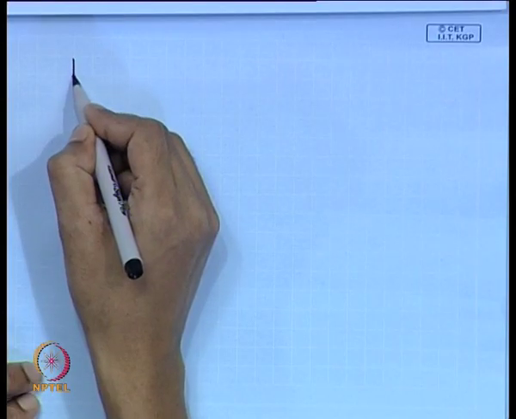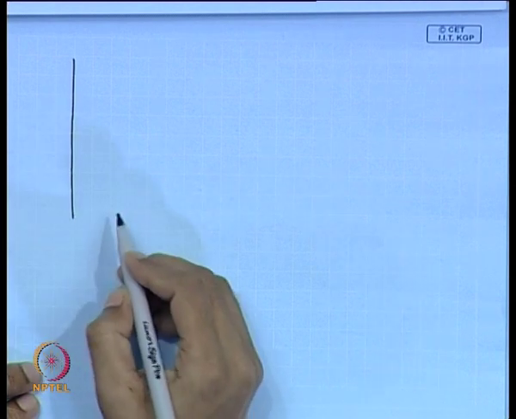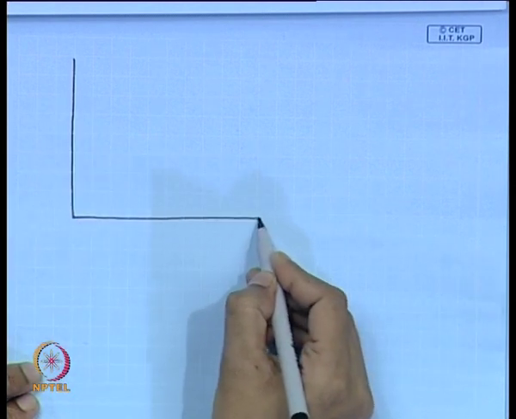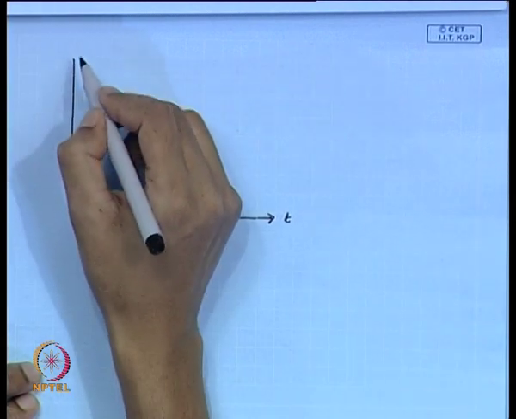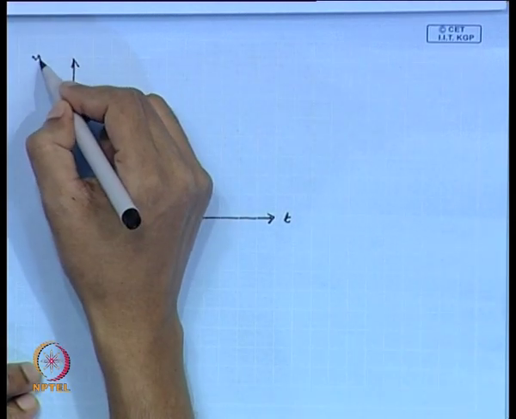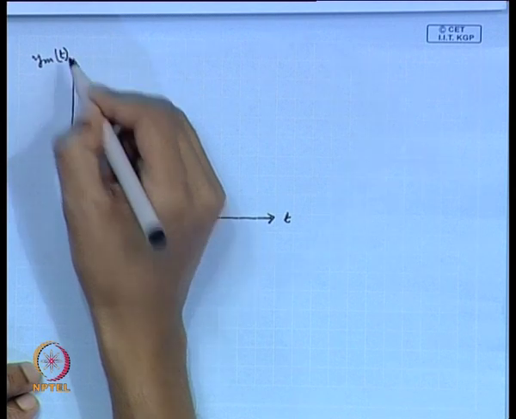I think at this stage it is good to draw the response. This is time and this is ym(t).